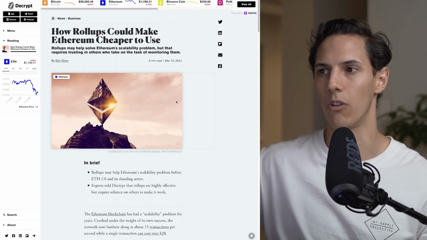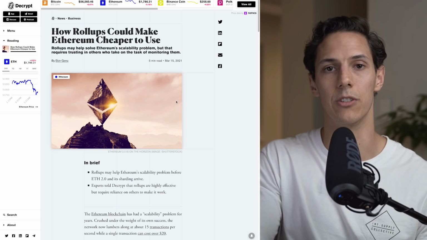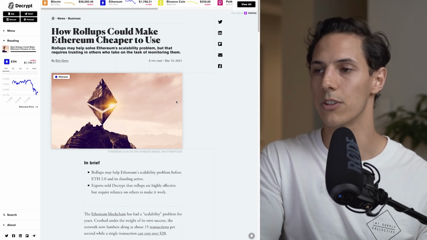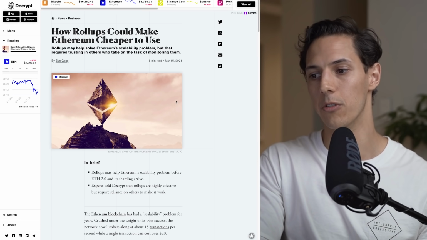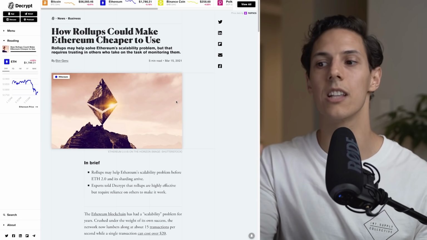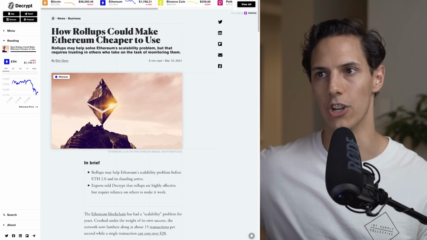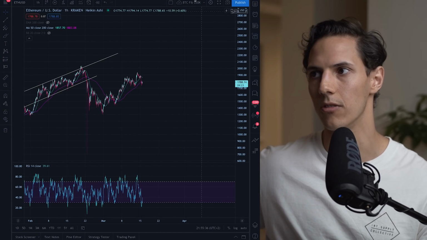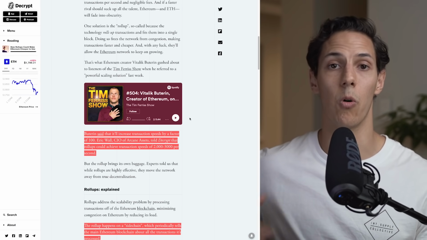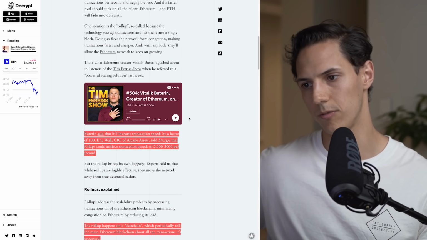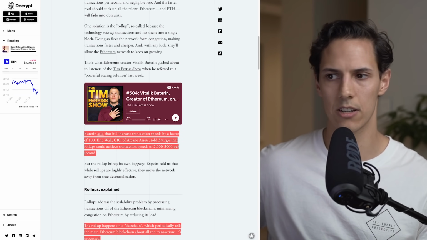Then again, we have rollups, which could make Ethereum cheaper to use. Now, I spoke about how this could be a short-term scalability solution to Ethereum and why Ethereum could move slightly better than it is currently, ranging around the $1,600 to $1,800 level, once these rollups start being implemented on more and more layer two solutions, right? So we could have faster transactions on Ethereum.